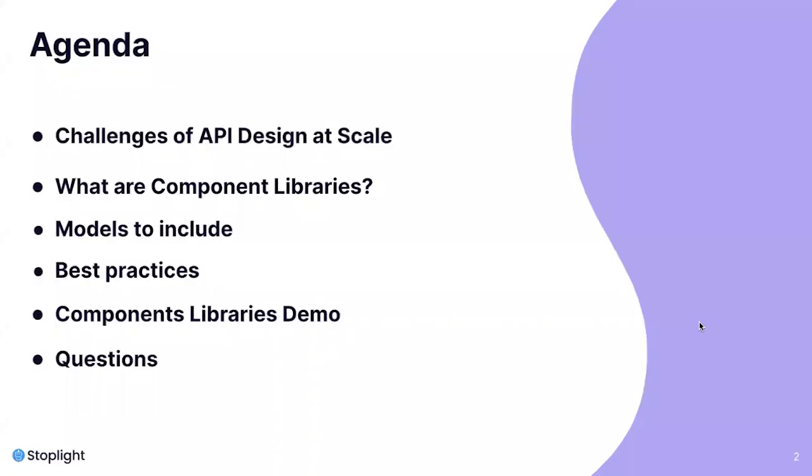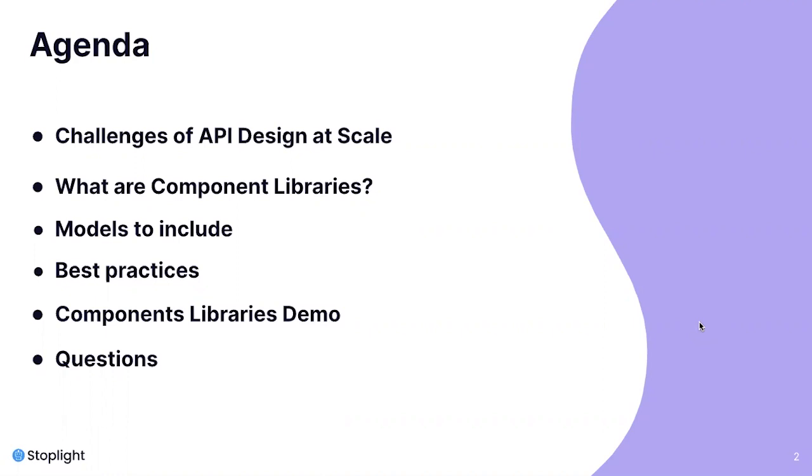Today, we're going to be talking about a few things in this order. I'm going to start with the challenges of API design at scale. Once you're building a lot of APIs, what kind of challenges do you face? And how do component libraries help with that? This new feature that we have released came out of organizations building a large number of libraries and seeing issues. So I'll talk about how that helps.